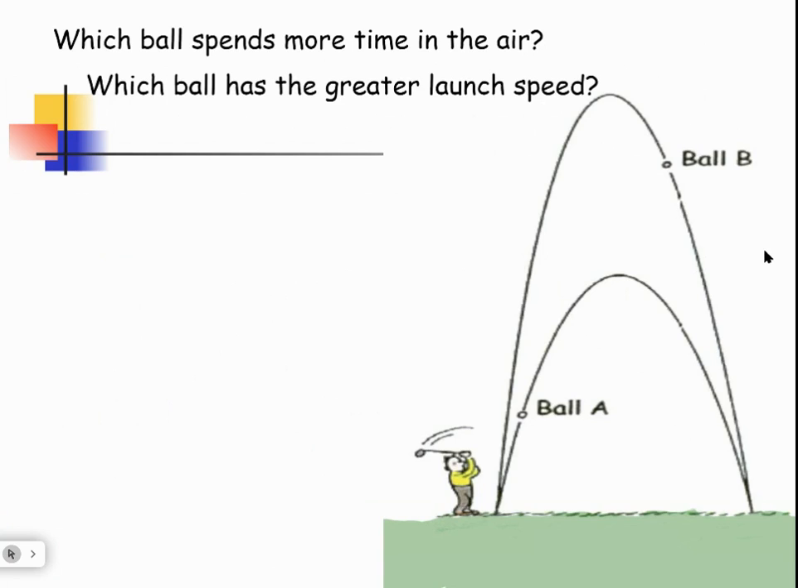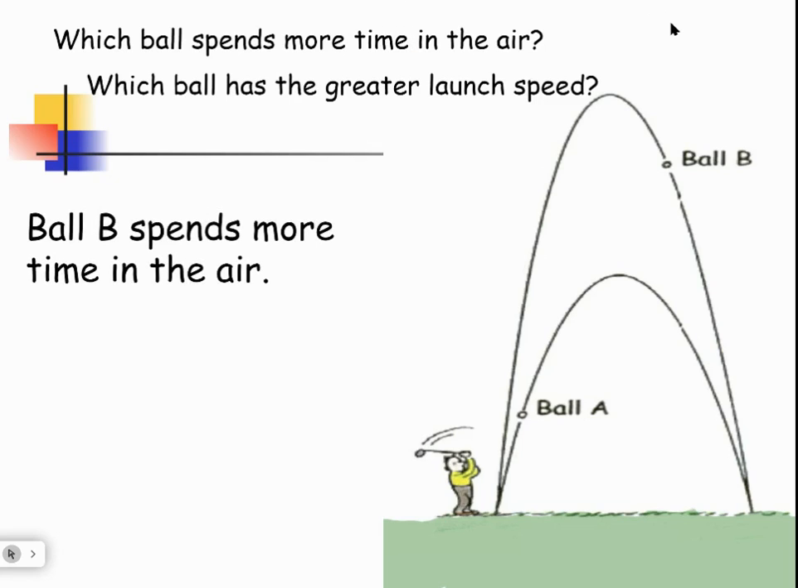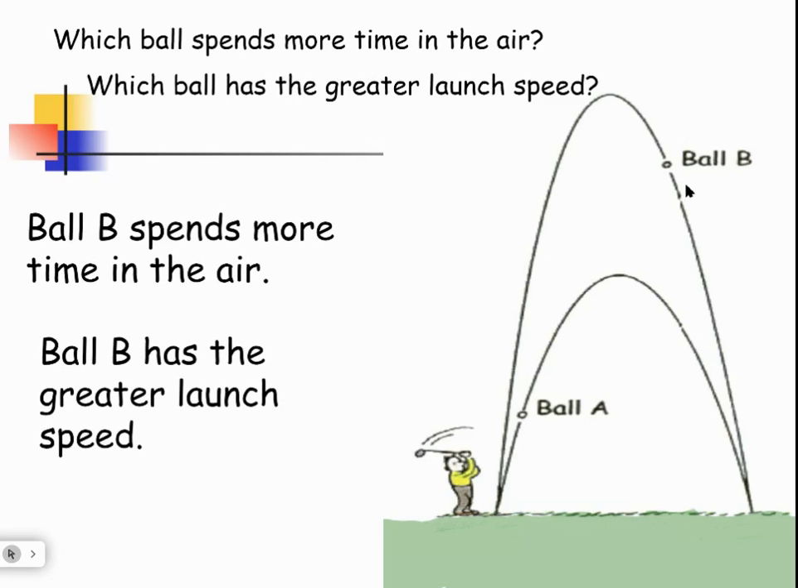Now for this one, which ball spends more time in the air? Now ball B is going higher than ball A, but they both are starting and ending at the same position horizontally. Well, here, ball B goes higher in the air, and if it goes higher, that means that it must spend more time in the air. And ball B also needs to have the greater launch speed, because if you just think about the y direction, in order to get it to go higher, it must also go faster.